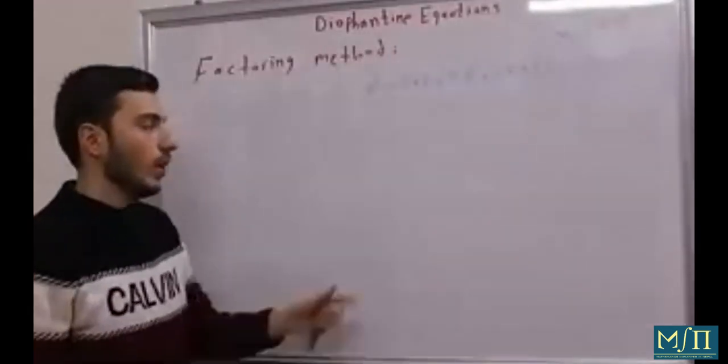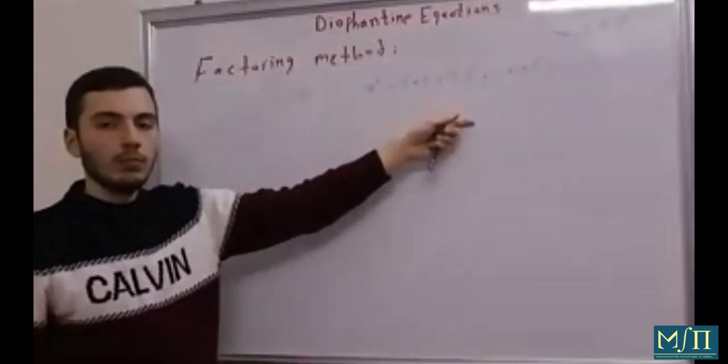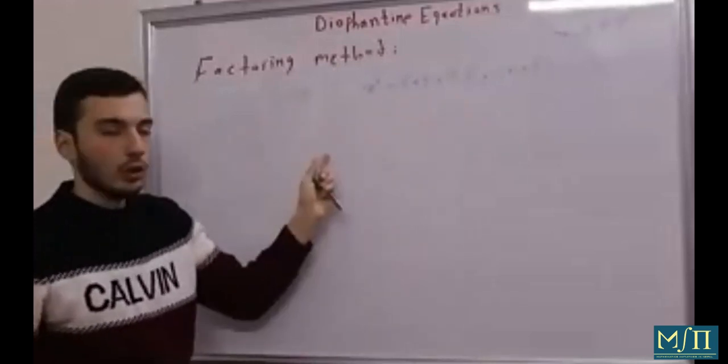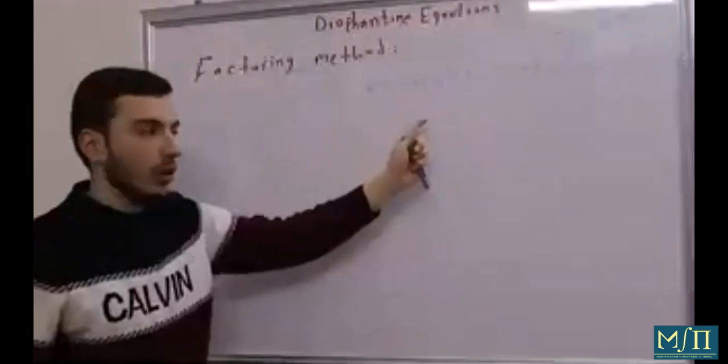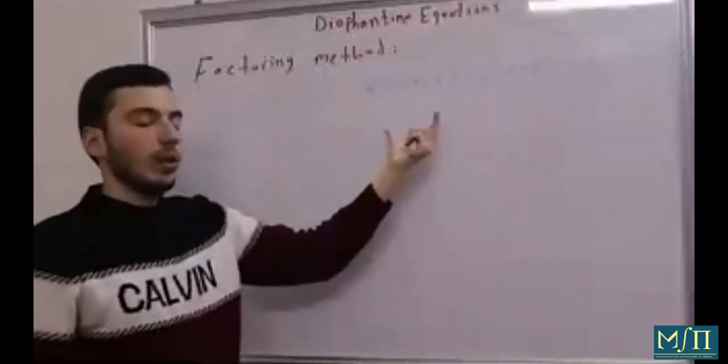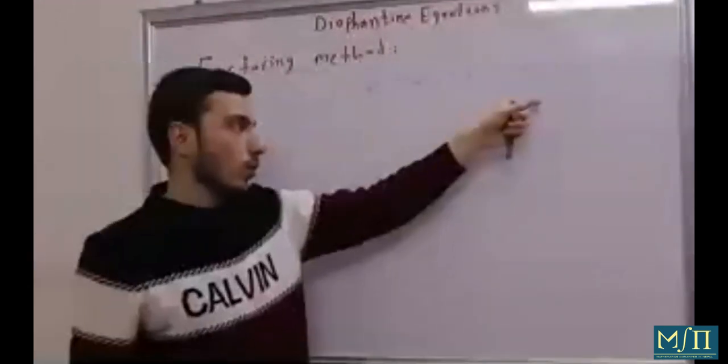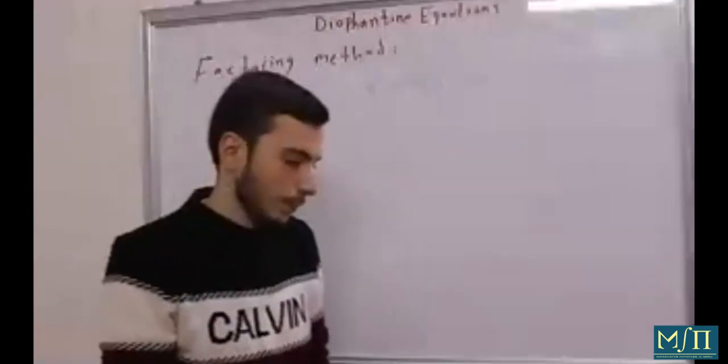Okay, so I'll give you 2 minutes to try to solve this problem using the factoring method. So try to factor the left-hand side and write it as a multiplication of some expressions equals an integer.